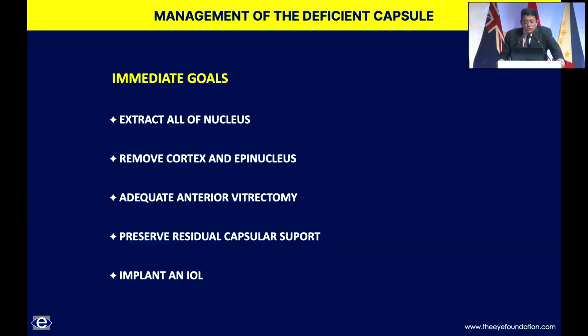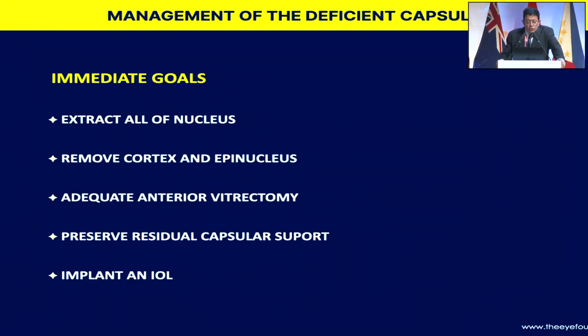And I think the immediate goals for managing a deficient capsule is to extract all of the nucleus, remove the cortex and the epinucleus as much as possible, do an adequate anterior vitrectomy, preserve residual capsular support, and just in case you are sure that the lens is going to be stable, go ahead and implant an IOL. The last aspect is the least of the problems.